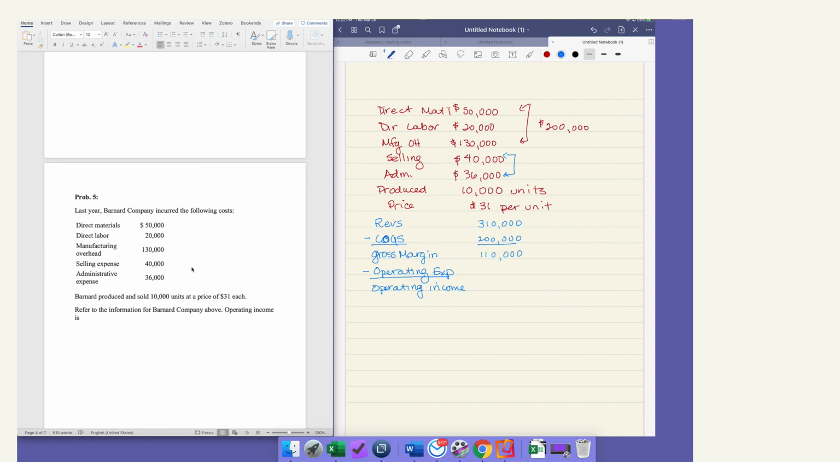And then from that, we subtract our operating expenses, right? So we're going to subtract 76,000 operating expenses, which is 40 plus 36, right? So that gives us an operating income of $34,000. So they had $310,000 in sales, operating income of $34,000. That's about a 10% operating income, which isn't bad. It's not great, but it's not bad.